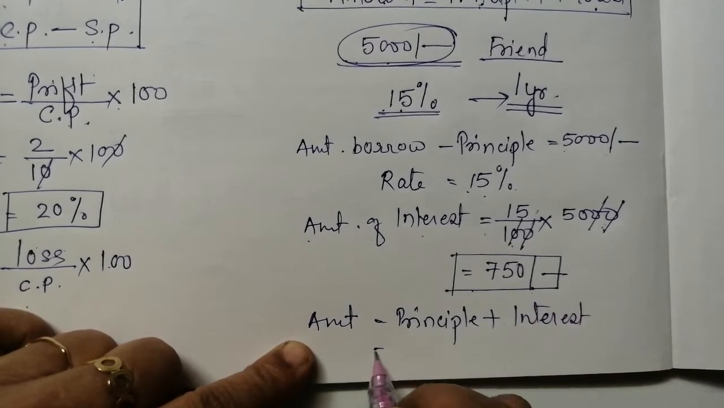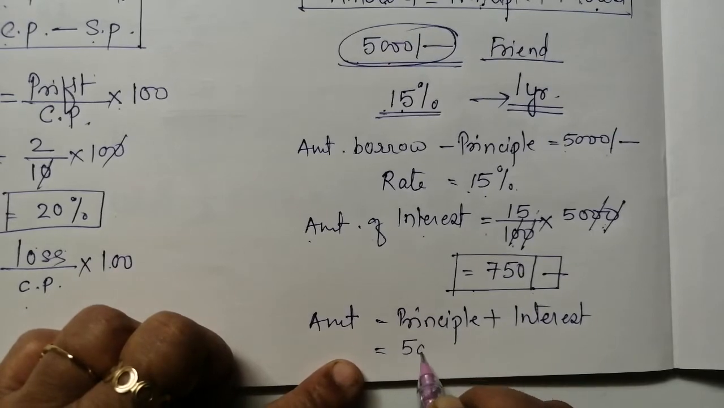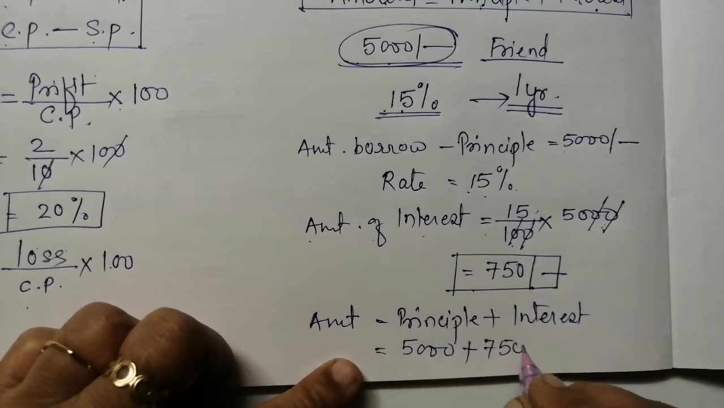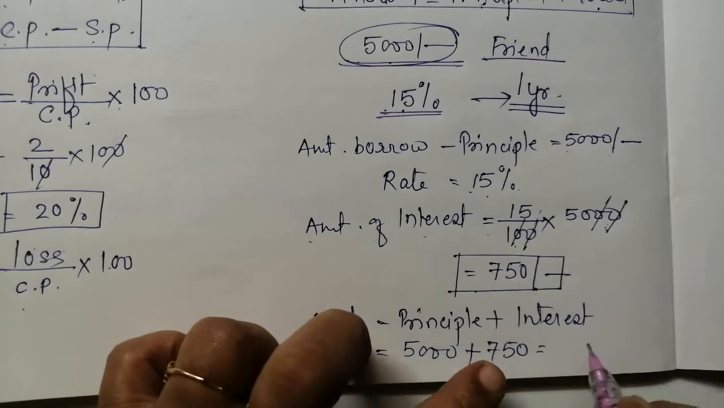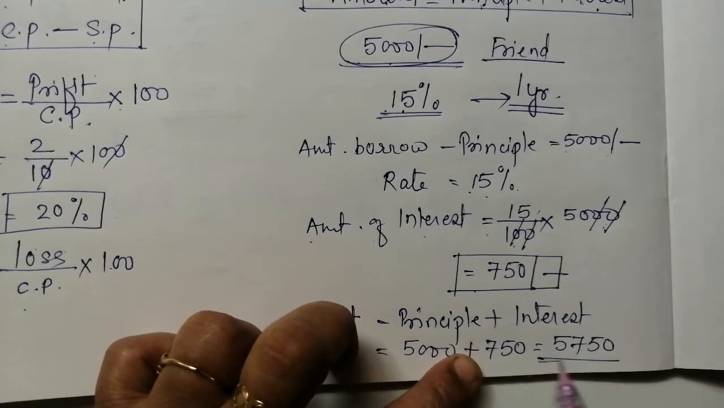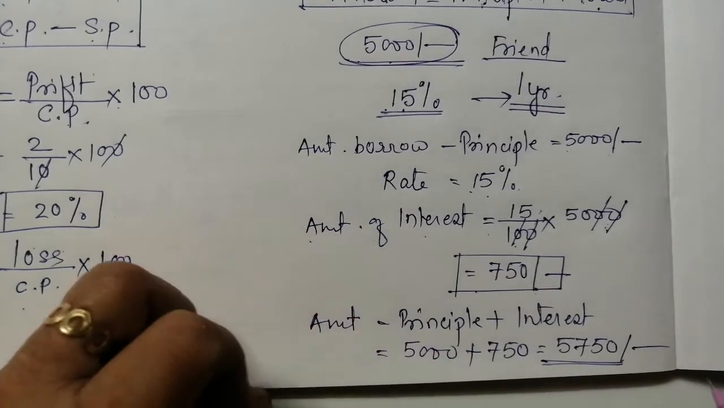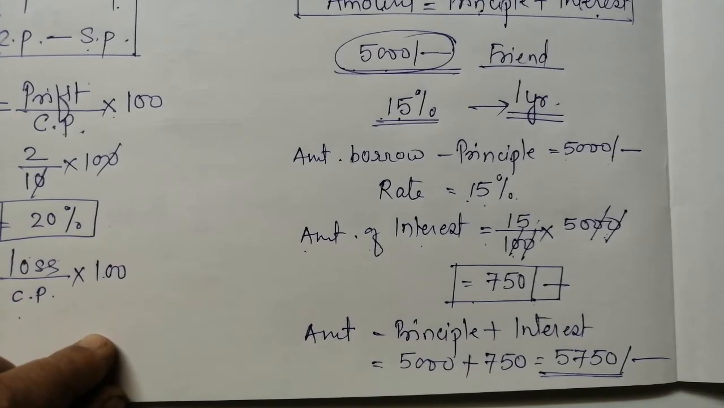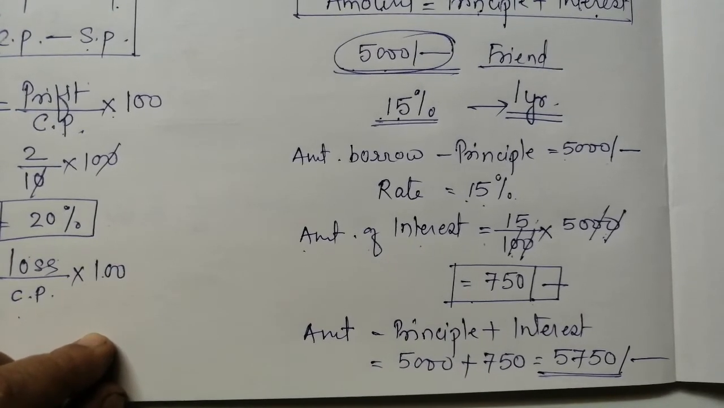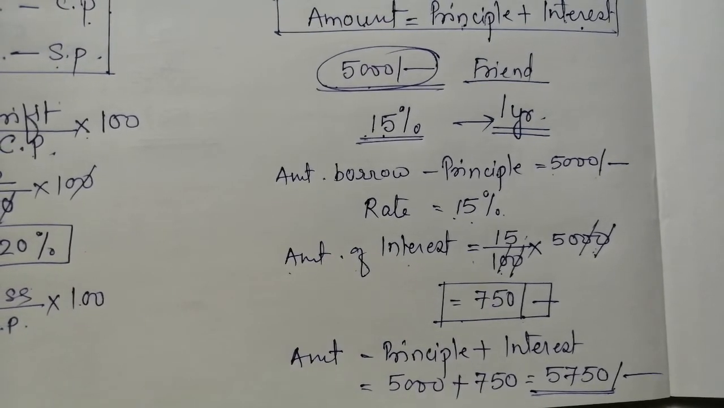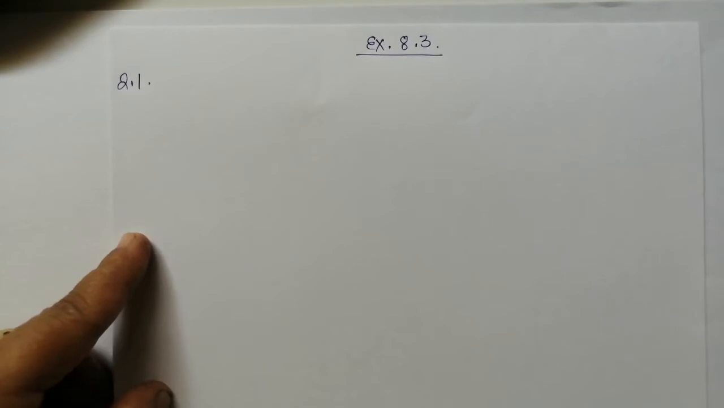That means at the end you are going to give your friend 5000 plus 750 interest, which is equal to 5750 rupees at the end. Okay, this way you have to do the calculation. Now on this basis only we will discuss our exercise 8.3, one by one.